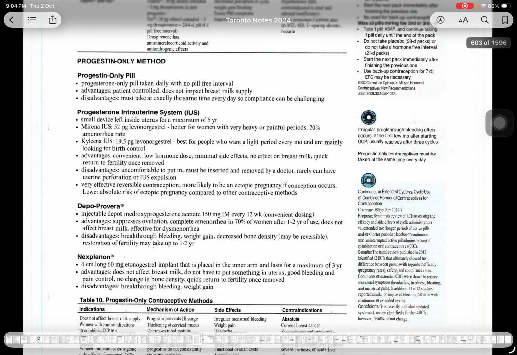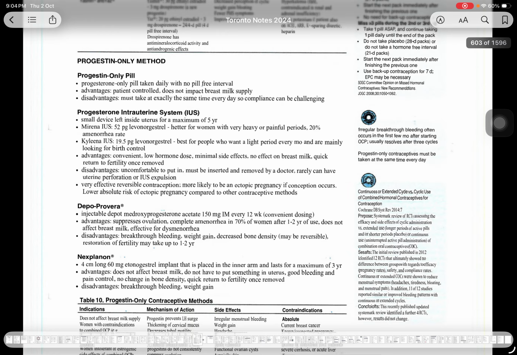Advantages: convenient, low hormone dose, minimal side effects, no side effects on breast milk, quick return of fertility once removed. Disadvantages: uncomfortable, very painful, must be inserted and removed by a doctor, and there can be uterine perforation or intrauterine expulsion. So infection, bleeding, expulsion, uterine perforation, these are the disadvantages. But the advantages are that it has low hormones, it is effective, and it has no side effects on breast milk. Very effective reversible contraception, more likely to be an ectopic pregnancy if conception occurs, but a lower absolute risk of ectopic compared to other contraceptive methods.